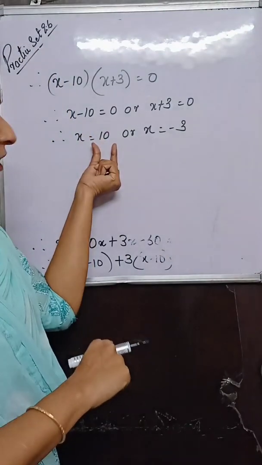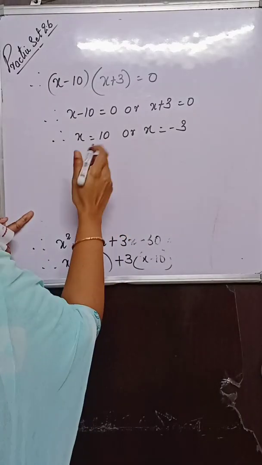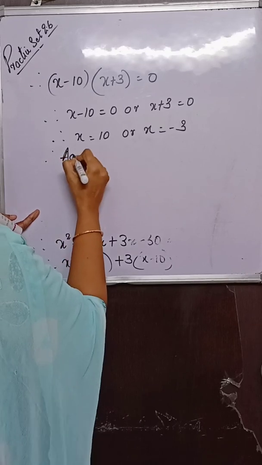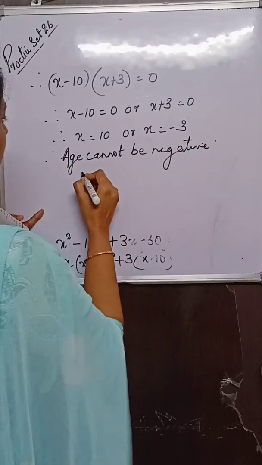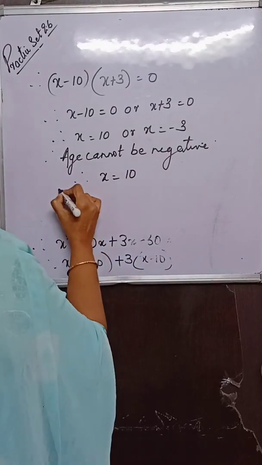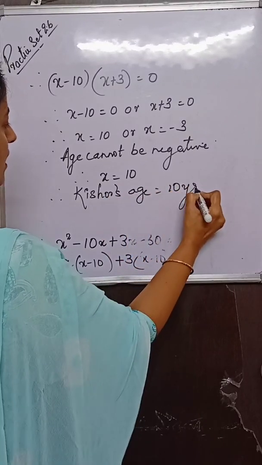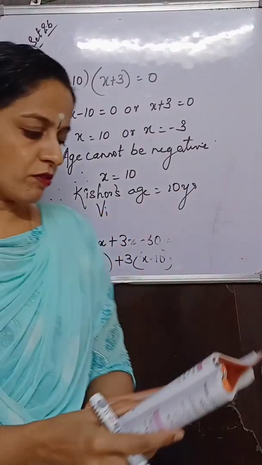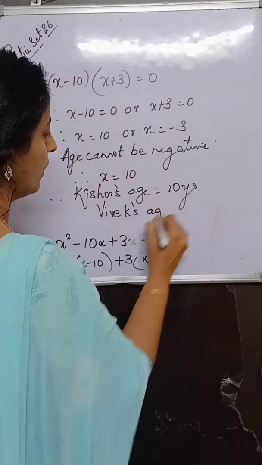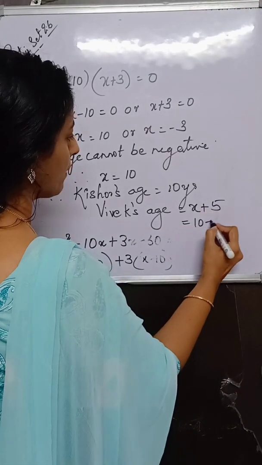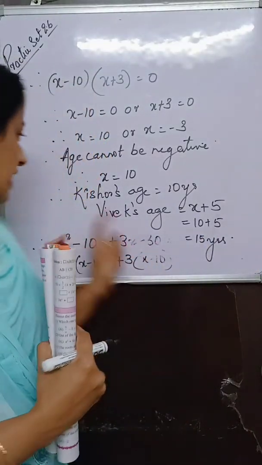As I told you, one value you got is a positive number and the other is a negative number. What had we taken as X? We had taken Kishore's age as X. So you will write, therefore, age cannot be negative. Therefore, X is equal to 10. Therefore, Kishore's age is equal to 10 years. And what will be Vivek's age? Vivek is older than Kishore by 5 years. So Vivek's age is equal to X plus 5, which is 10 plus 5, 15 years. So Vivek's age is 15 years.